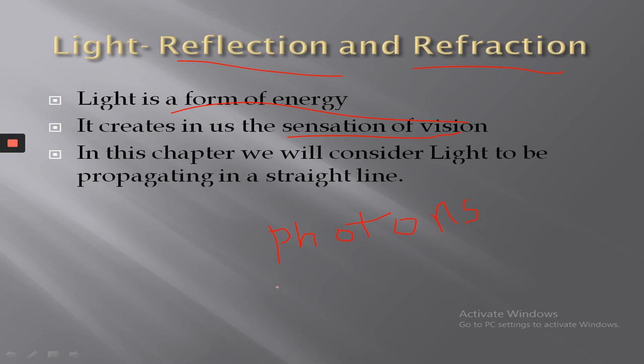Again, some consider light to be a wave. So light is a mystery actually. Nobody really understands what light is. So in this chapter, we will consider this fact that light is something which travels in a straight line. Whatever light is, it travels in a straight line. This is the fact that we will consider, and based on this, the chapter will be developed.